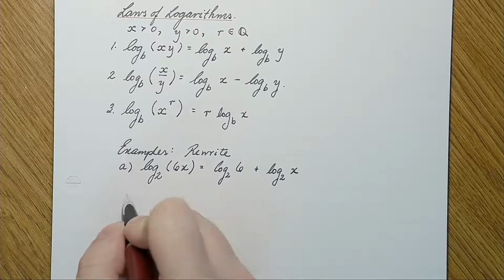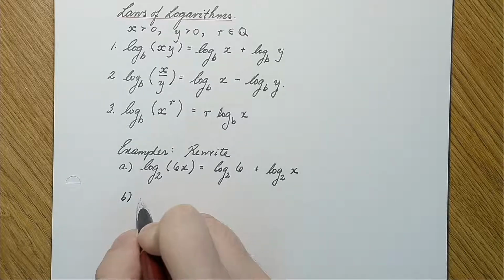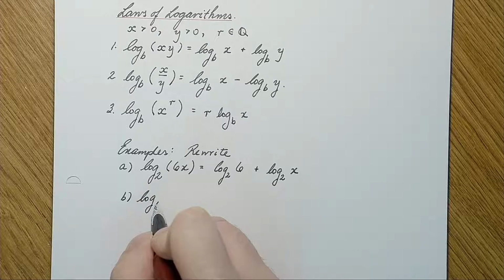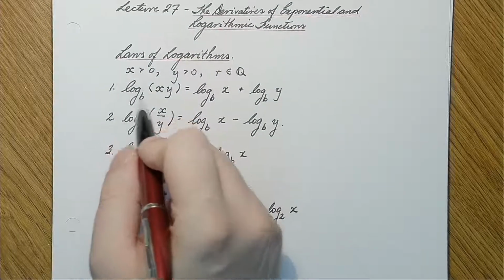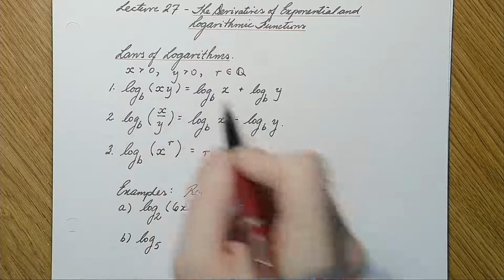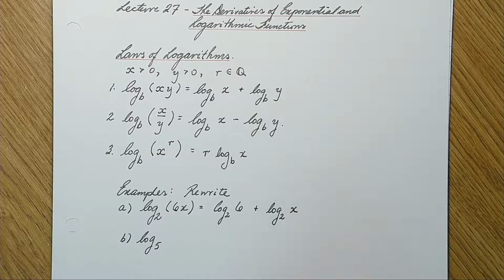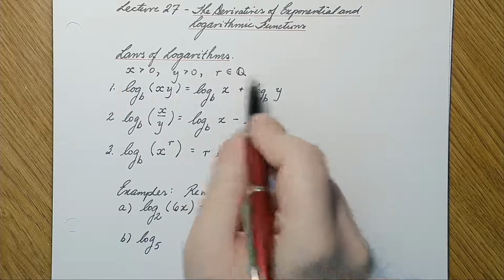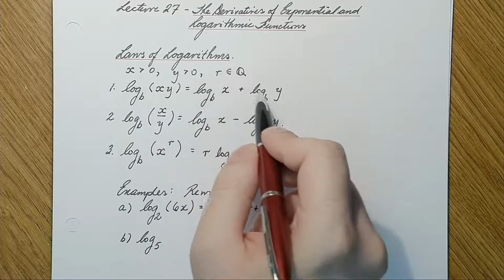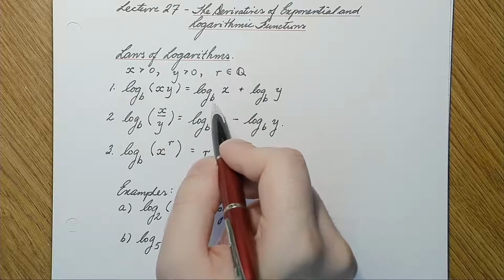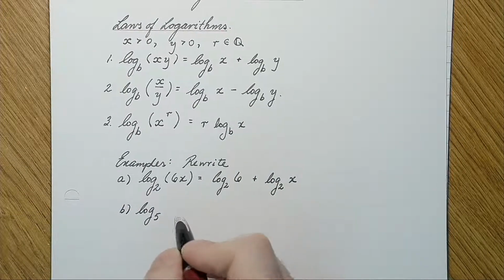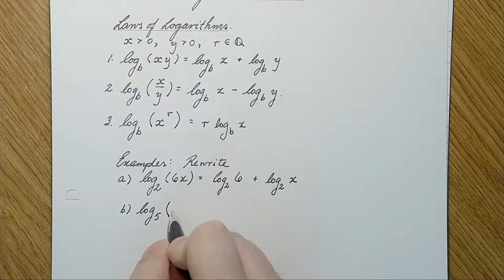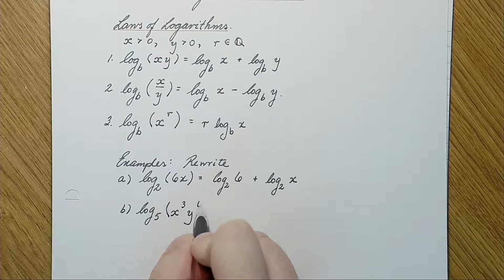Let's see what the next one we can do is. I have log base 5. Now notice the same thing is that the base has to stay the same. So it's not like I'm changing the numbers or I'm changing the bases. It remains the same. So if you wanted to go in reverse, like you wanted to collect logarithms, you would need to make sure that the bases are the same. Okay, so let's do this one.